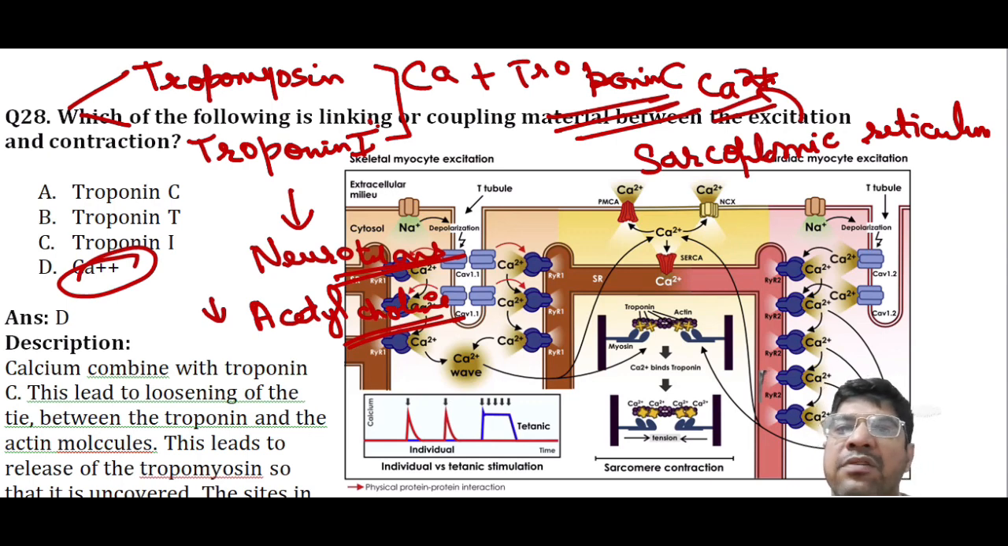So when the myosin head pulls on the thin filament, they slide past each other. So that is the actual muscle contraction. As the thick and thin filaments slide over each other, the muscle will get shorter. So it's the calcium that is the linking or coupling material between excitation and contraction.